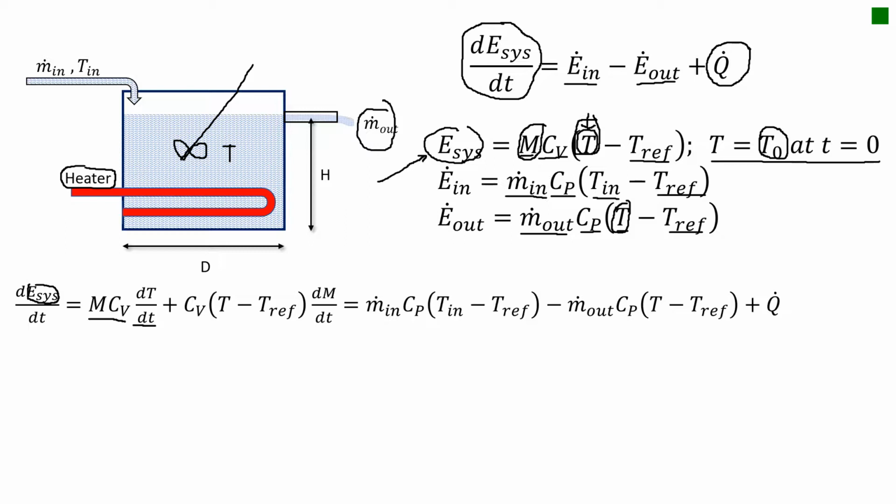Now I'll hold that constant and take the derivative with respect to mass. So I'll have a constant heat capacity at constant volume, that will not change with time, times T minus Tref. And then the derivative of mass with respect to time is dm/dt. And that will equal the energy coming in by flow, which is now m dot in times Cp times the temperature in minus the reference temperature, minus the mass flow rate out times the heat capacity at constant pressure times the temperature minus the reference temperature, plus Q dot.